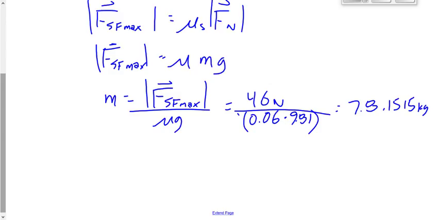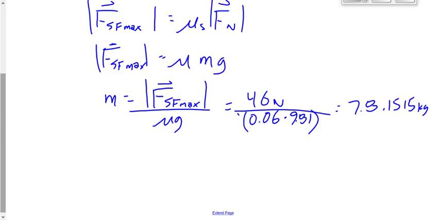Can you understand here? We're not saying this is the force of static friction. We're saying this is the maximum force of static friction. The force of static friction could be 20 or 30 or 40 or 45. But it can be as much as 46 before it begins to move.